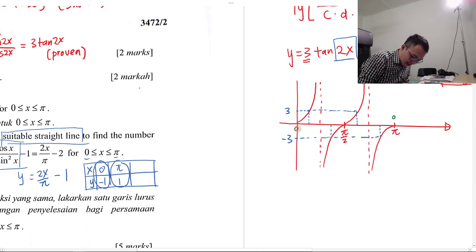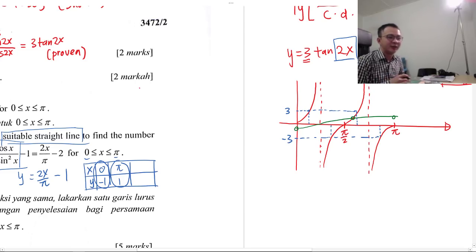Because I have (0, negative 1), it should be somewhere here, and (pi, 1) should be somewhere here. And then I will just draw a line for it. Of course, if you use a ruler, you should draw a better line than mine. So (0, negative 1) and (pi, 1). The number of solutions means the straight line should only intersect one point, doesn't it? So the number of solutions should be 1 only. Right?